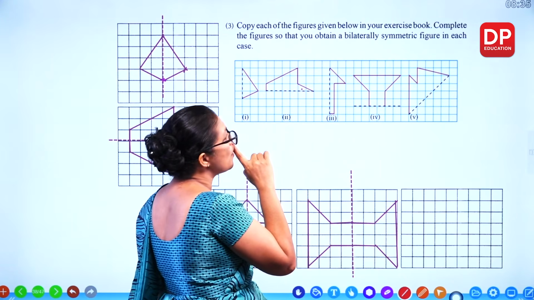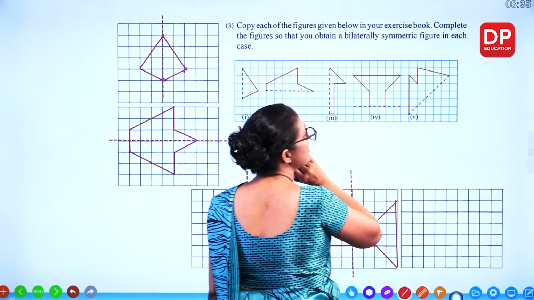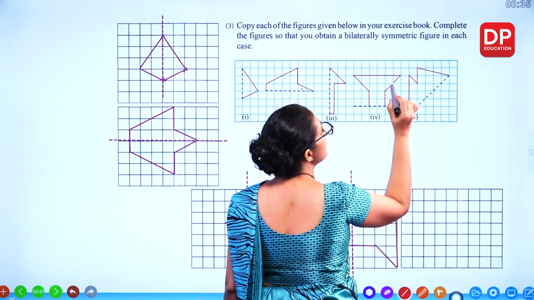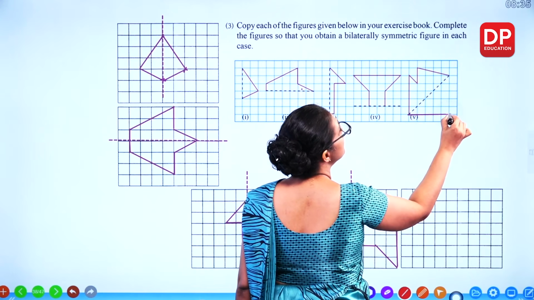How can we draw this one? I can draw it here. Here 1, 2, 3, 4, 5 squares. So I'll draw 1, 2, 3, 4, 5 here.